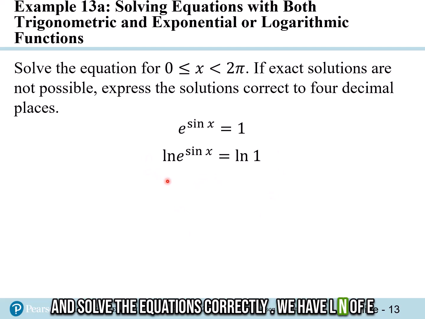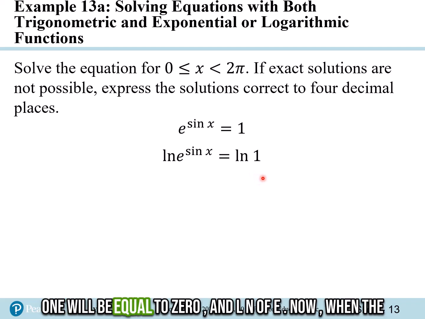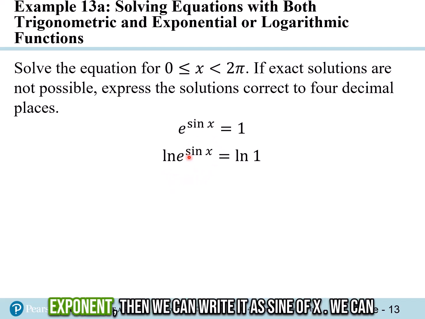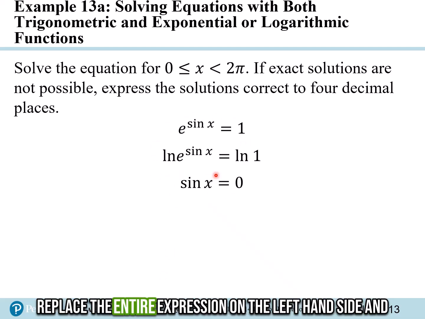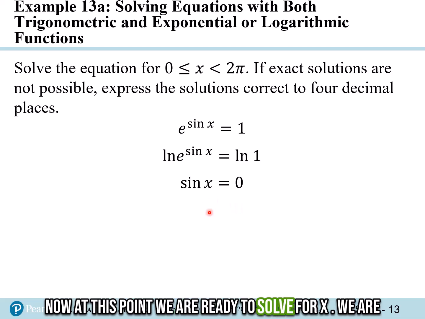We have ln of e raised to the power sine x equals ln of 1. Now ln of 1 will be equal to 0, and ln of e raised to the power sine x: when the logarithmic base is the same as the base of the exponent, we can replace the entire expression on the left hand side and write it as sine of x equal to 0. Now at this point we are ready to solve for x.